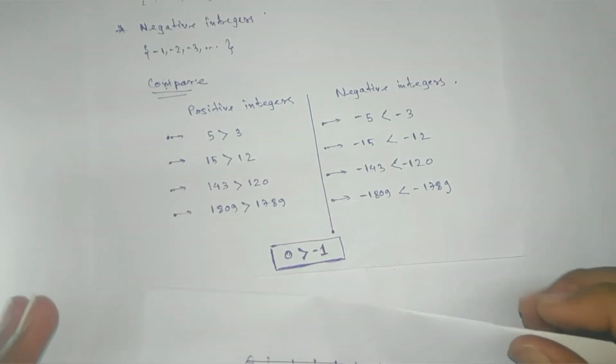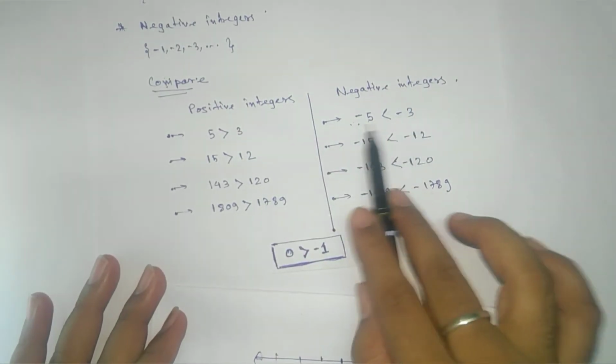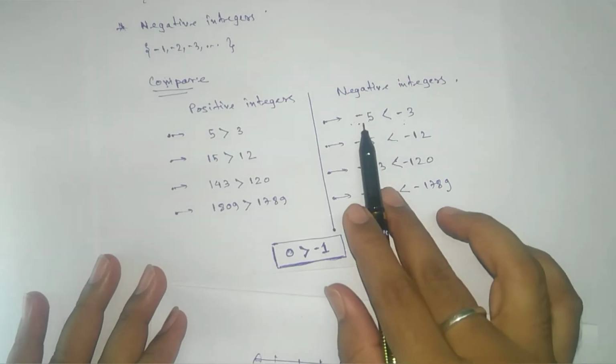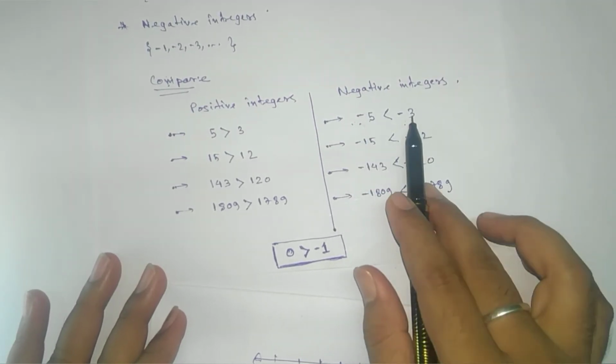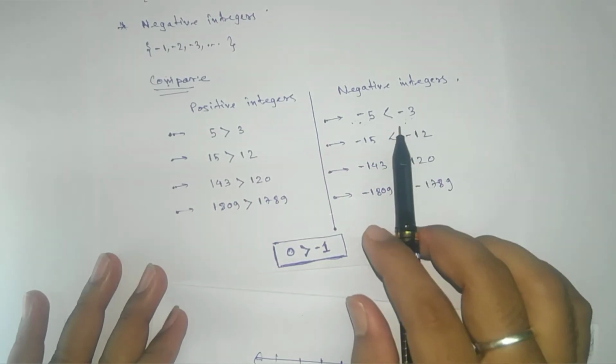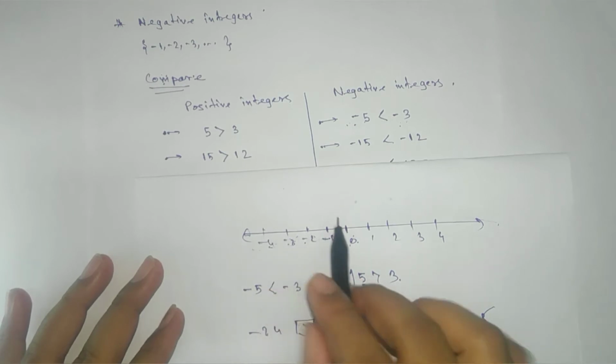So here the negative symbol changes the rule. Remember, don't get confused that if the minus symbol is there, -5 will be bigger in number. No, it is not like that. The smaller the negative number, the bigger it is in value. Okay, so remember this one.